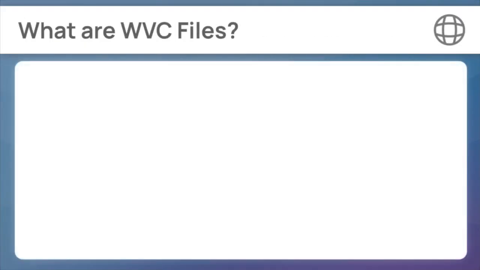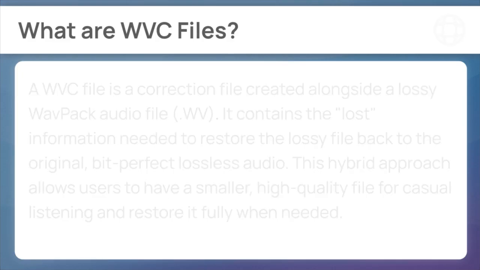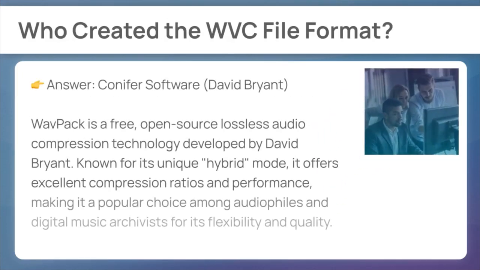A WVC file is a correction file created alongside a lossy WavPack audio file, WV. It contains the lost information needed to restore the lossy file back to the original, bit-perfect, lossless audio. This hybrid approach allows users to have a smaller, high-quality file for casual listening and restore it fully when needed.